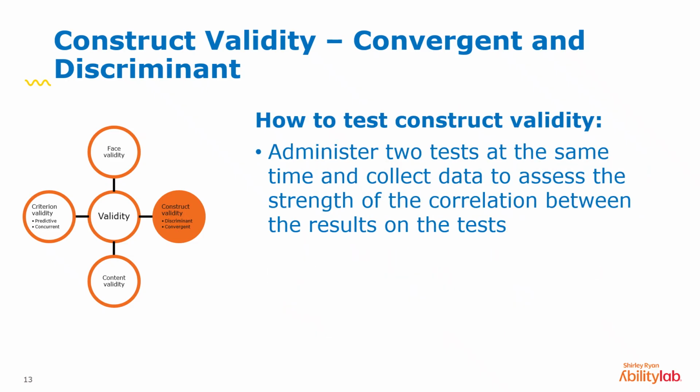To test construct validity, researchers usually administer two tests at the same time and collect data to assess the strength and direction, positively or negatively, of the correlation between the results of the tests.